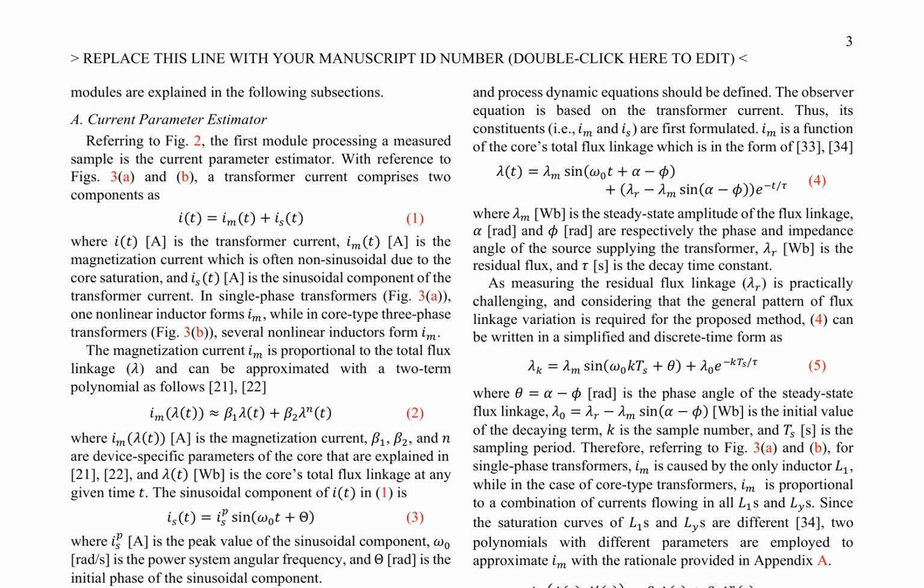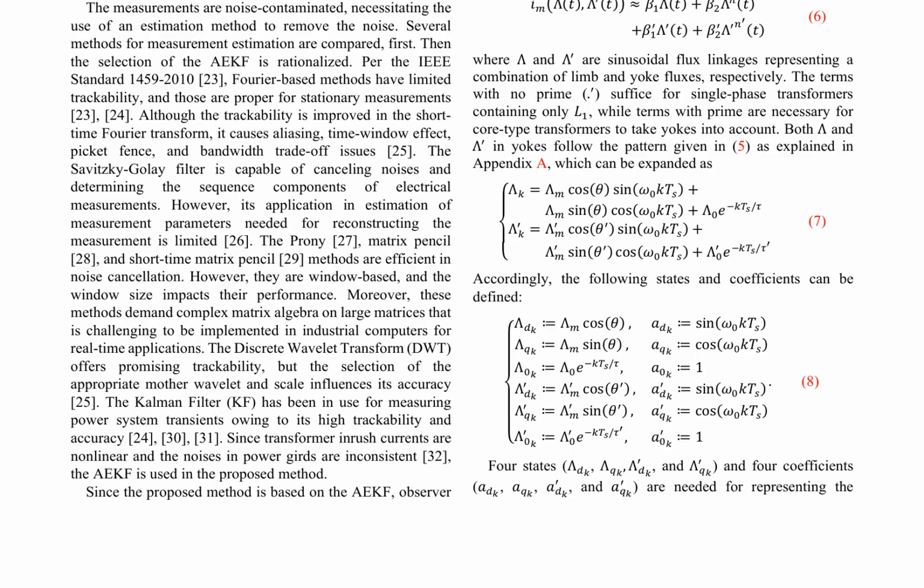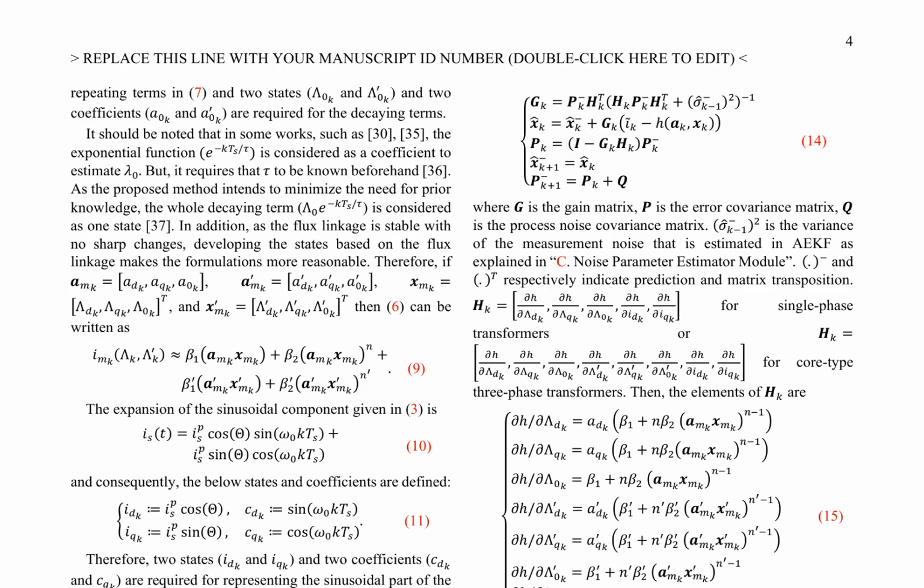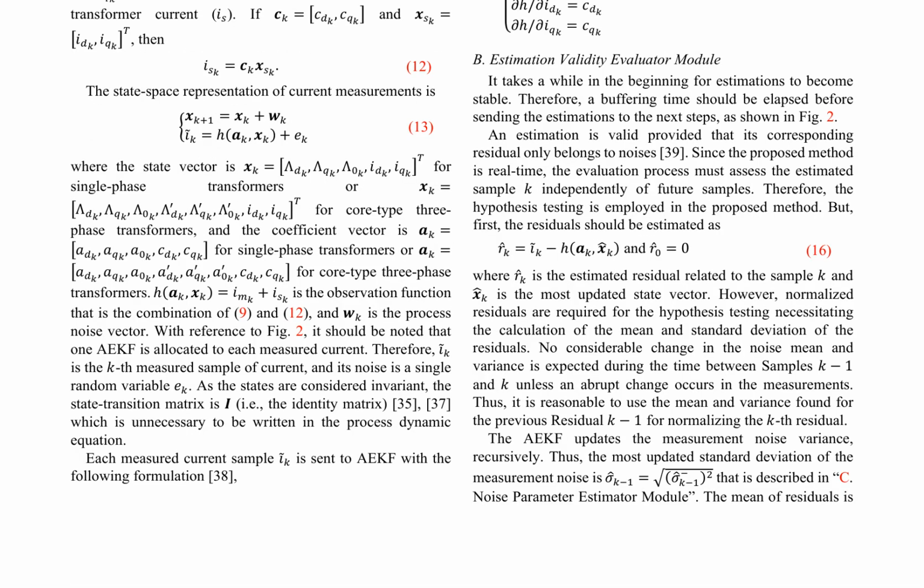The paper presents a method for estimating the parameters of a transformer current using an Adaptive Extended Kalman Filter, AEKF, and a noise parameter estimator module. The current parameter estimator is the first module, which processes a measured sample of transformer current to estimate the magnetization.